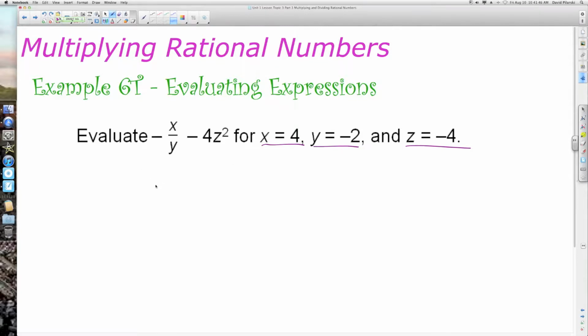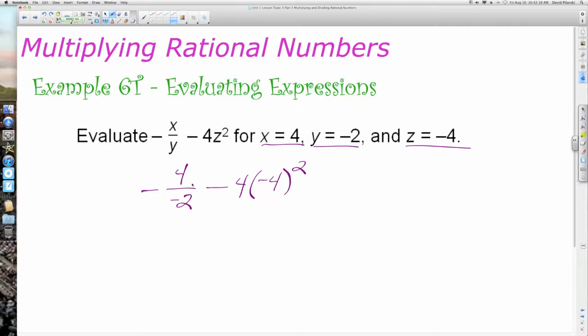So starting off with the expression, it's the opposite of x divided by y. In this case, that would be 4 divided by a -2. Now notice we have a double negative here. The opposite of 4 divided by -2. So we'll deal with that in a moment. Minus 4 times z squared. Now z is a -4, so remember you need to put that -4 inside a set of parentheses to get the correct sign. Now let's go ahead and follow our order of operations.